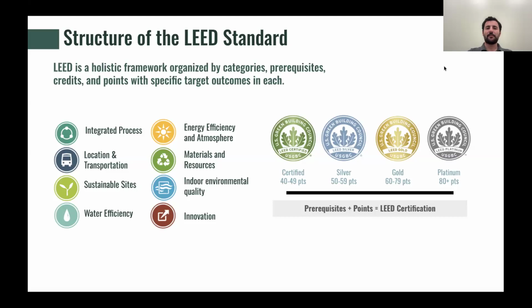Sustainable sites addresses how the building interacts with its surrounding environment. The available credits work to mitigate ecological disturbance, manage stormwater runoff, reduce heat island effects, and design landscapes that support environmental health. Water efficiency promotes water use reduction, both indoor and outdoor. Strategies include high-efficiency fixtures, rainwater management, and systems that reduce reliance on potable water consumption.